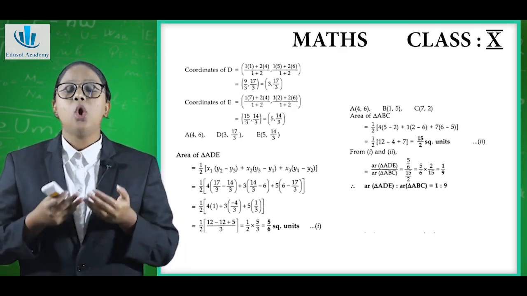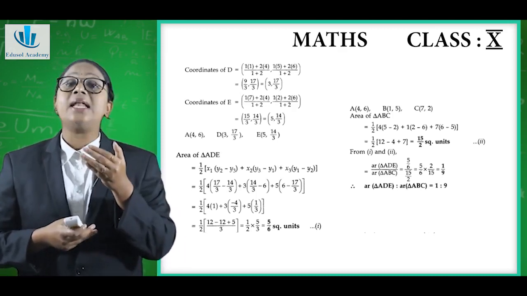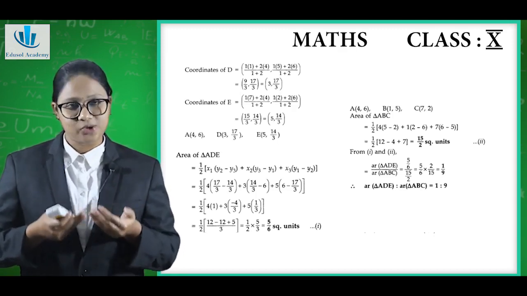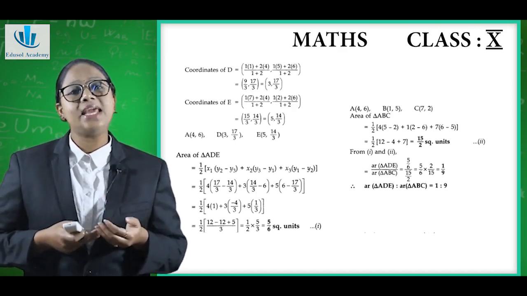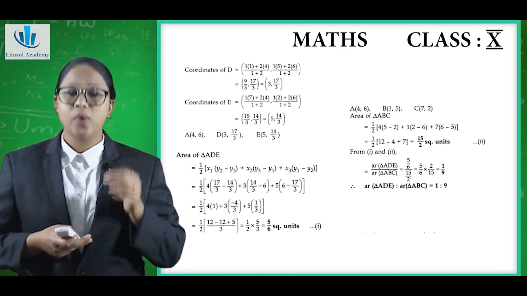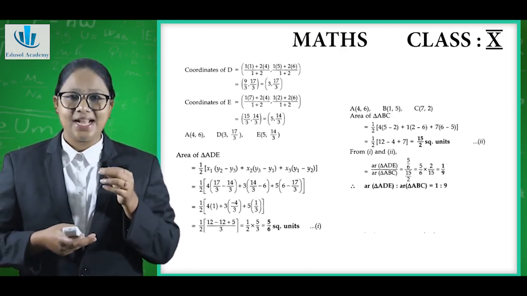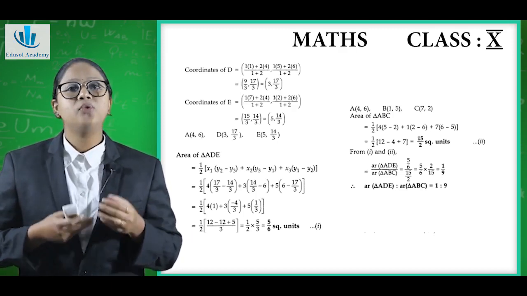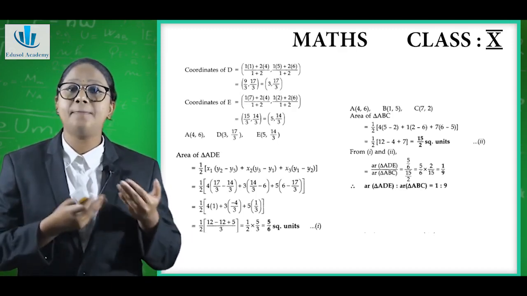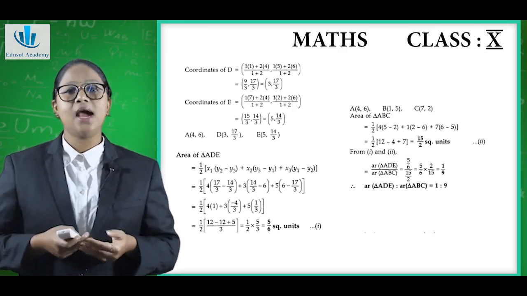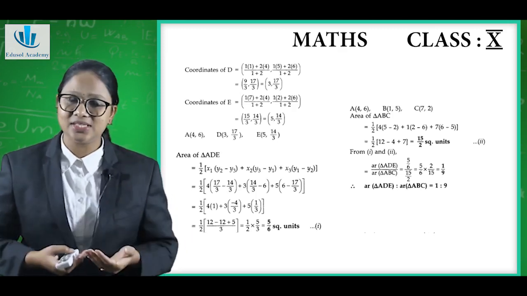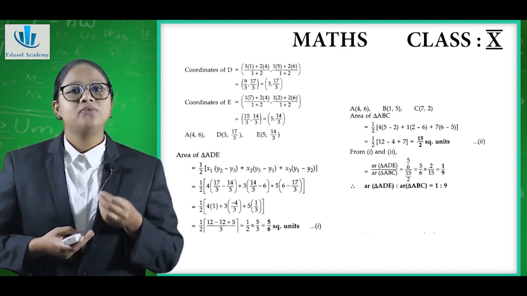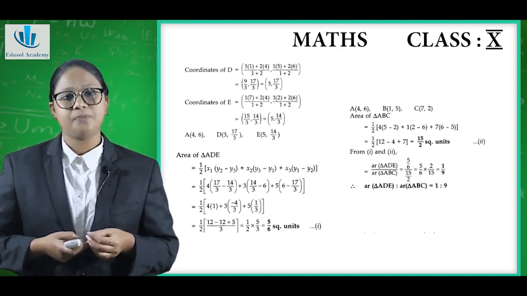Now that we know all the coordinates of triangle ADE, we can find the area using the equation for the area of a triangle and we will get the area as 5/6 square units. Area of triangle ADE is equal to 5/6 square units. Now we already know the coordinates of ABC, so we can find the area of triangle ABC using the same equation and we will get the area of triangle ABC as 15/2 square units.